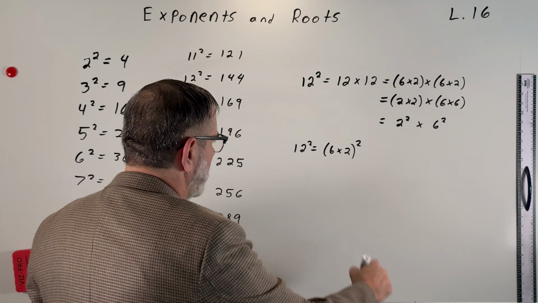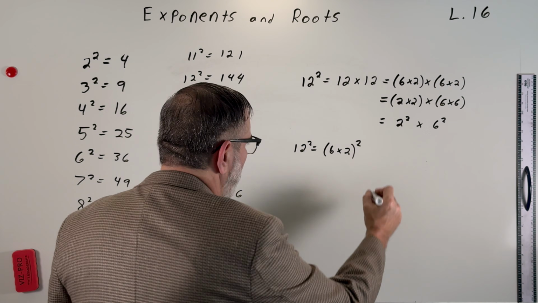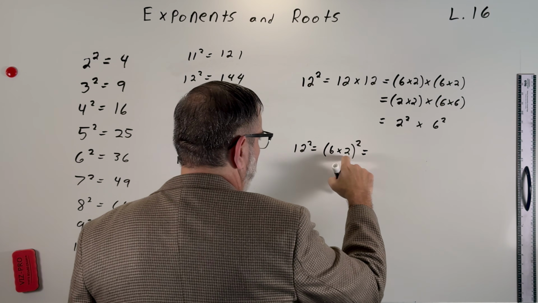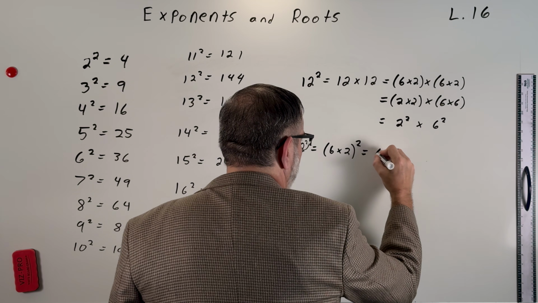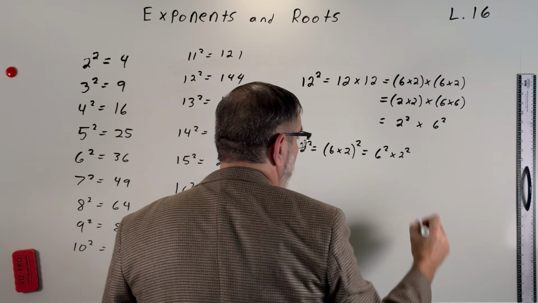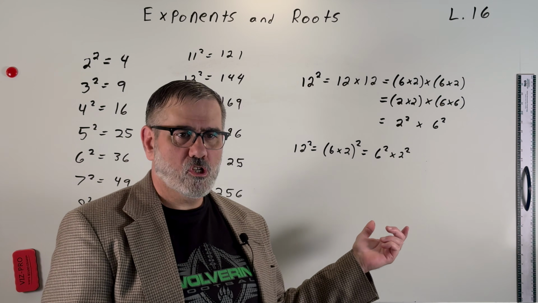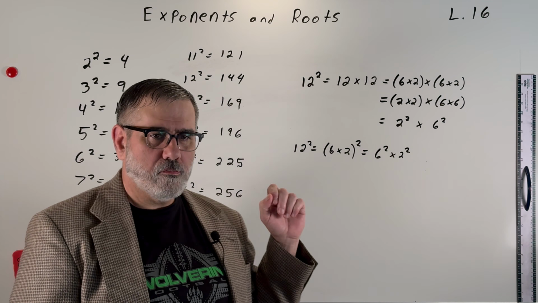is that if you raise a product to a power, then you can apply that power to each of the factors individually. So you can write 6 times 2 quantity squared as 6 squared times 2 squared. Now why is that useful? Because if you just remember some of the smaller square numbers, like 2 squared is 4 and 6 squared is 36, then you can evaluate 12 squared.